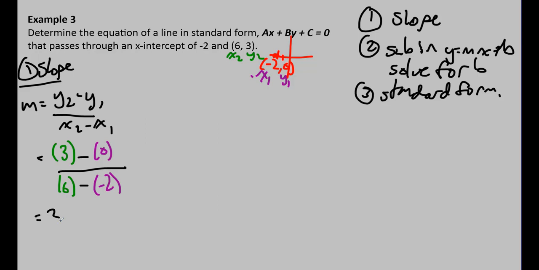And then you do the math. 3 minus 0 is 3. 6 minus negative 2 is the same as 6 plus 2, which is 8.